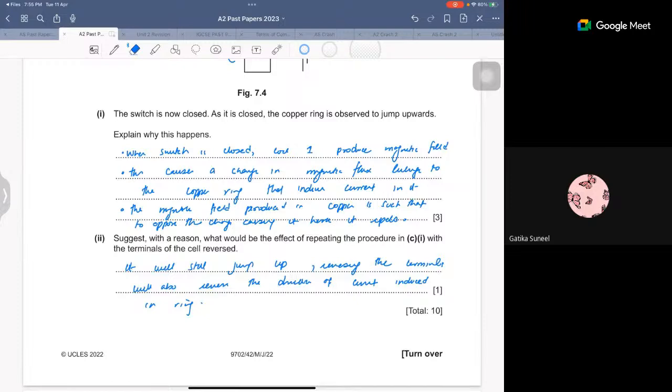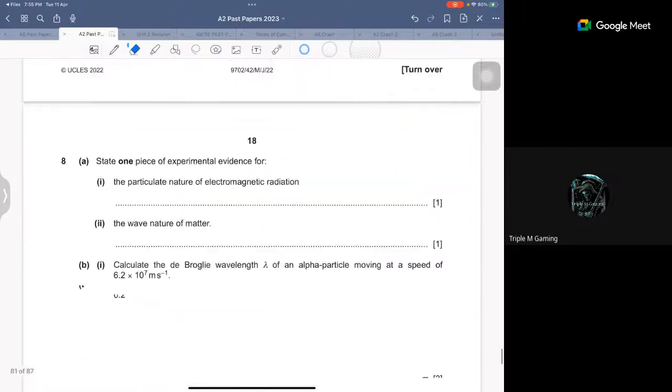Could you read the second line, please? It will still jump up. Reversing the terminals will also reverse the direction of current induced in the ring. Okay, you get it? Yes, sir. Okay, now going next.